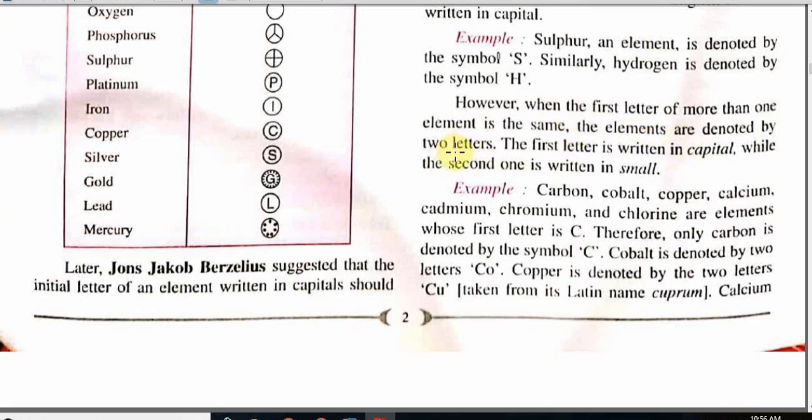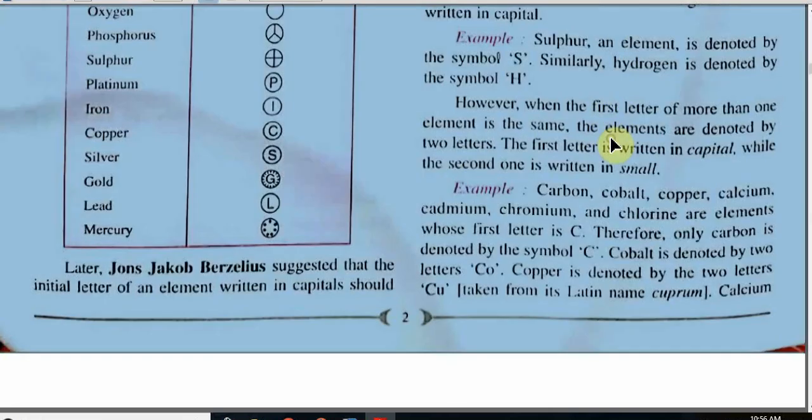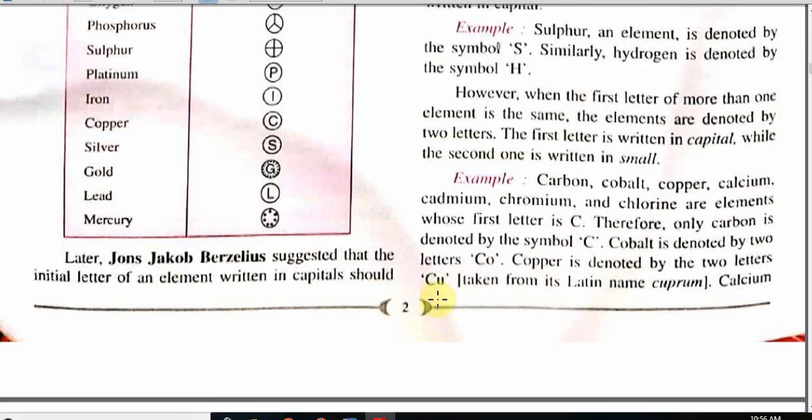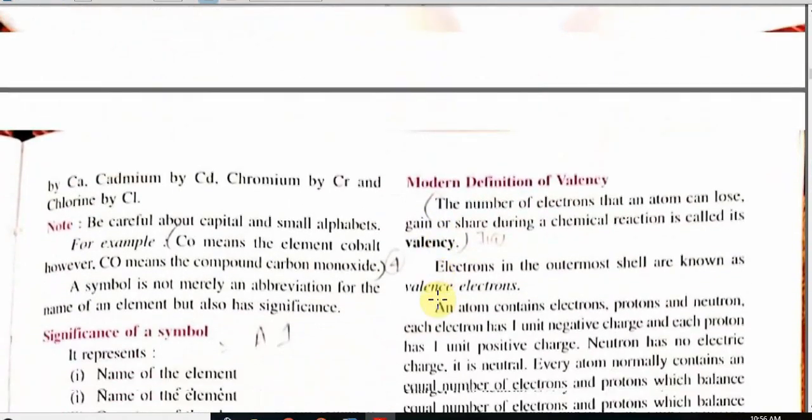So we can say that there are three types of nomenclature system. Either the first letter is used. If this is not possible, then two letters are used. If that is also not possible, then Latin name symbols are used. For example, carbon, cobalt, copper, calcium, chromium, cadmium and chlorine all start with C, but C is booked for carbon. So cobalt is shown by Co, copper by Cu, because Cu is cuprum in Latin.